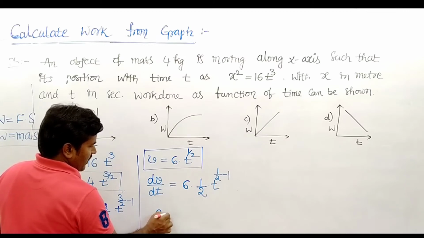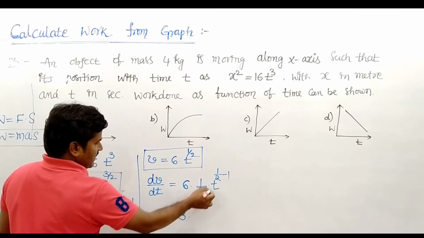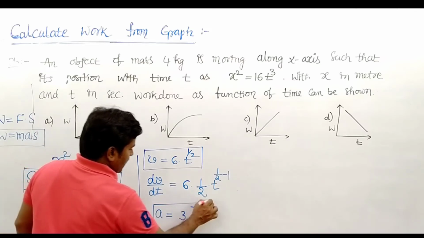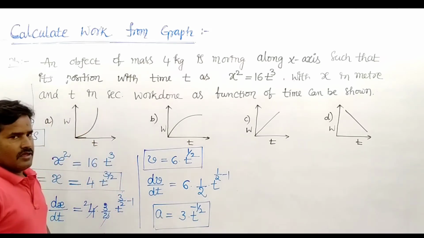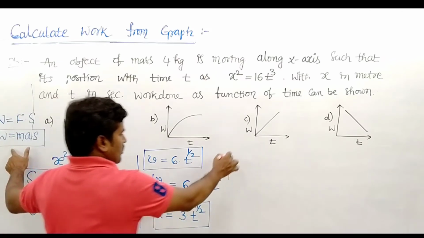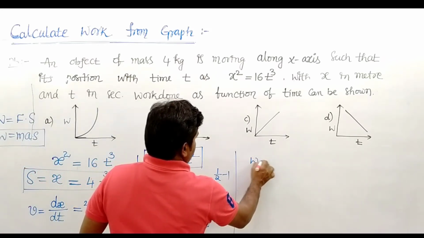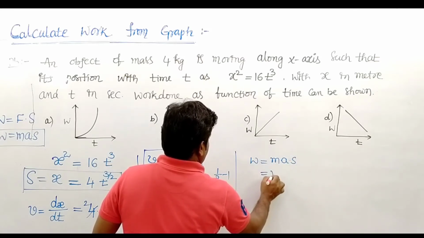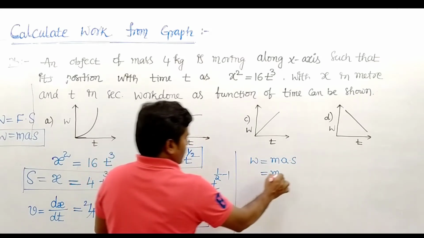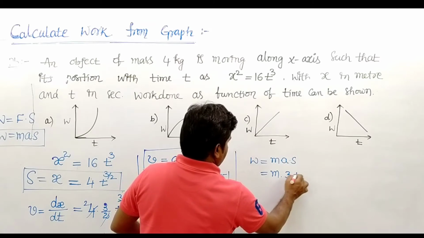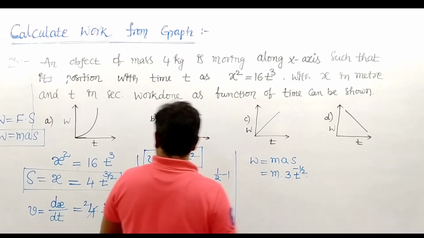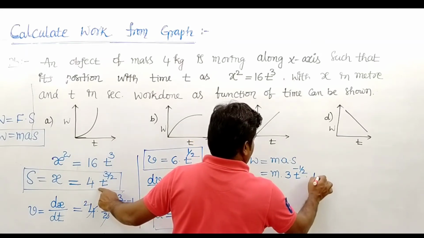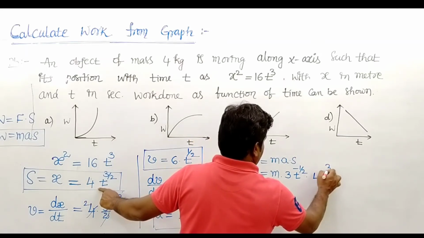So this is acceleration. Acceleration is written as 3 into t power minus half. You know that work done equals mass into acceleration into displacement. It is written as m into acceleration, 3t power minus half, and displacement is written as 4t power 3 by 2.